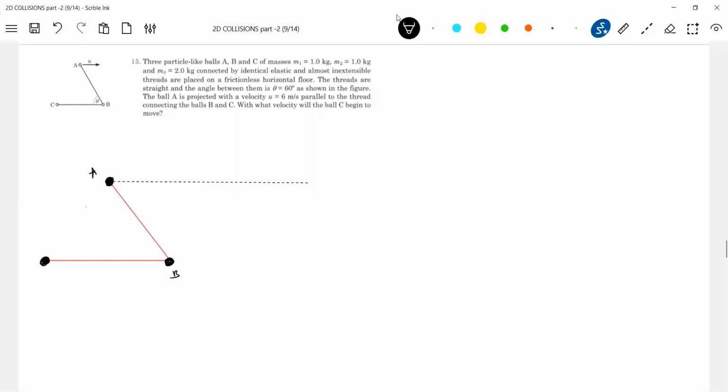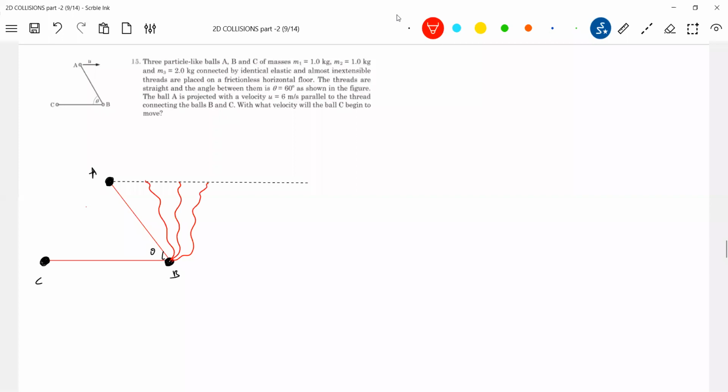A, B, and C. This is theta. This is string 1. This is string 2. Very next moment, as A starts moving, will B and C move? No. The string will become loose. So I'll give a supporting diagram. You see this. This will be the state of the string.